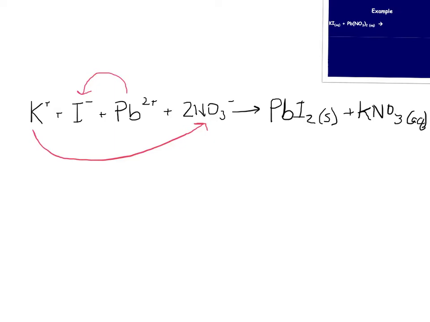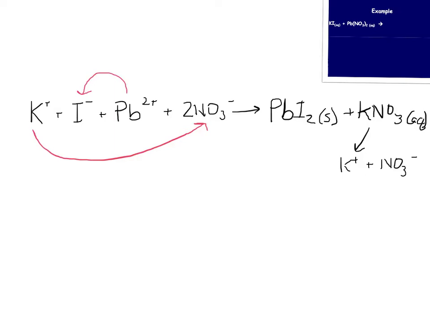But wait a minute, this aqueous guy right here, that AQ, remember AQ means it's ionized. That means it's not KNO3. It is instead K plus, NO3 minus. It's aqueous, which means it's ionized, which means it's not KNO3, it's K plus and NO3 minus separate entities.